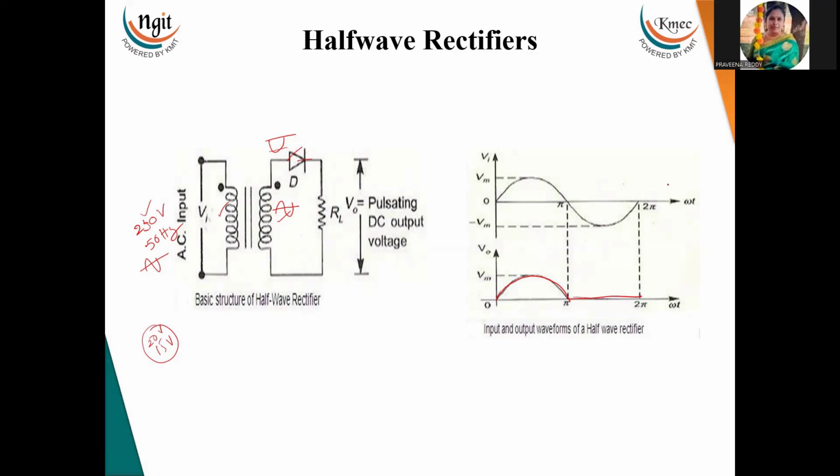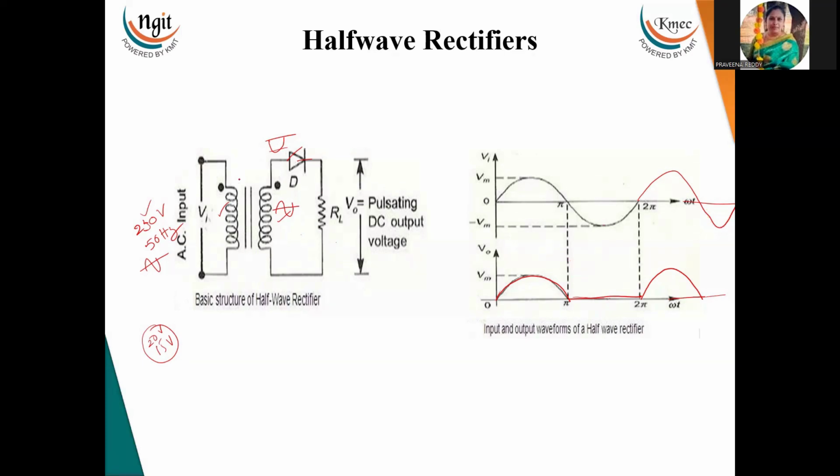And this repeats for the next signal also. For the next half cycle, again we get the half cycle, and for the next negative half cycle, we don't get any signal. This repeats. So this is the working of the half wave rectifier.